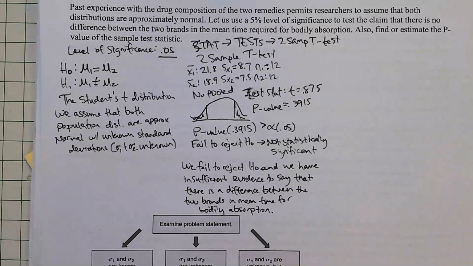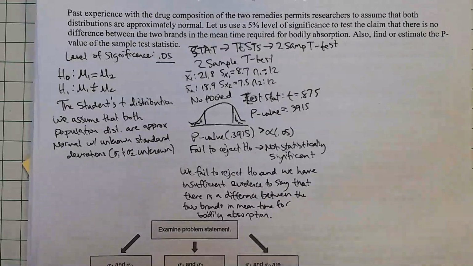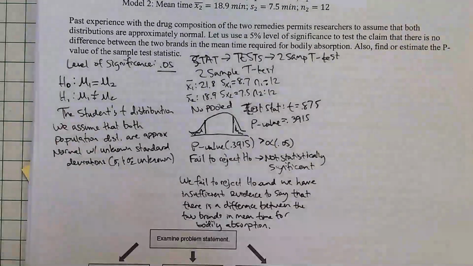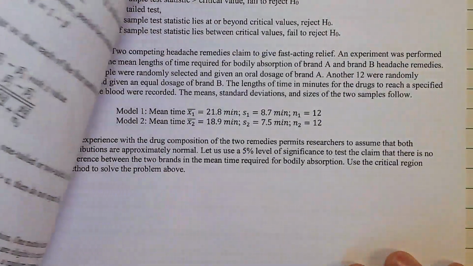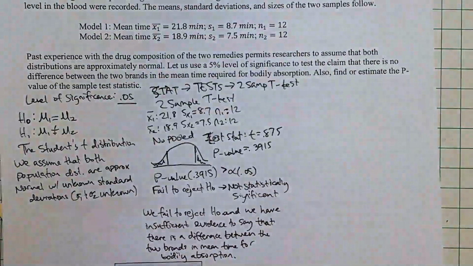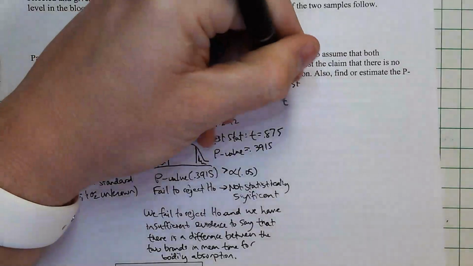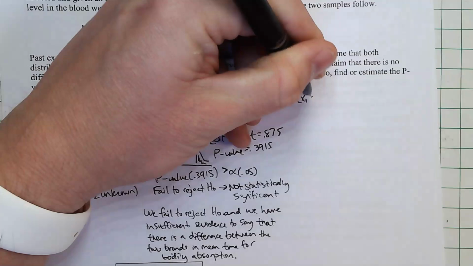Now, this part, as I said, is by hand. It's completely optional. I'm just showing you how to do it by hand. You don't have to know this. You could use software on this. But by hand, we find the T. Here's the formula for T.